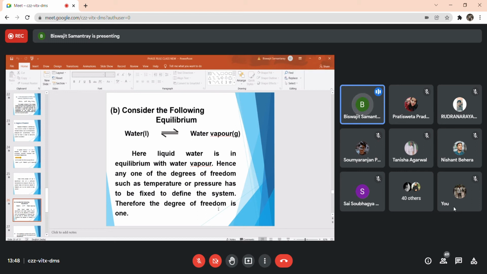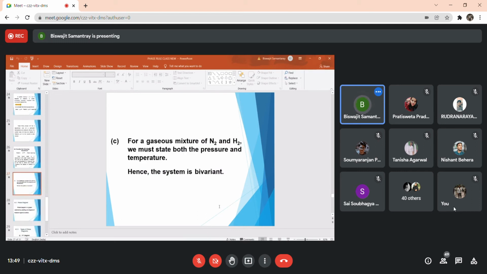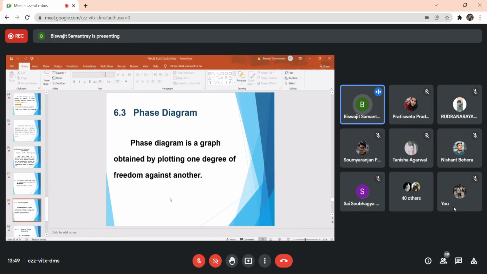Similarly, if you go for the case of only gases, let's say for example a gaseous mixture of N2 and H2. Here P is equal to 1, component 2, so the system is bivariant. So you have to define both temperature and pressure. So like this, you can define the system completely by whether degree of freedom 0, or degree of freedom 1, or degree of freedom 2.